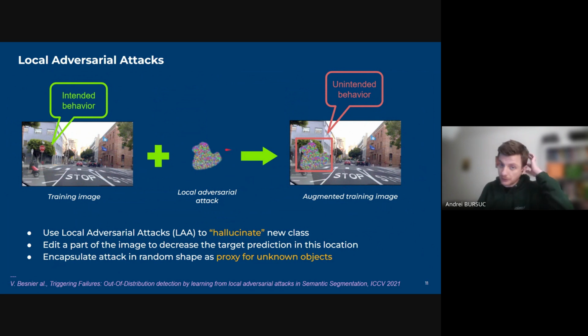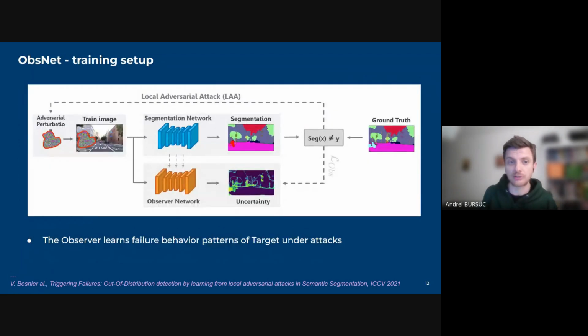And often, as I said, since we're dealing with autonomous driving perception and semantic segmentation, these failures should be related to an object. So this is why we have here a local adversarial attack, because we want to mimic some sort of object that we have not seen. So this is why our attack has a random shape, because we want to detect any unknown object that might appear at test time that we haven't encountered in the training set.